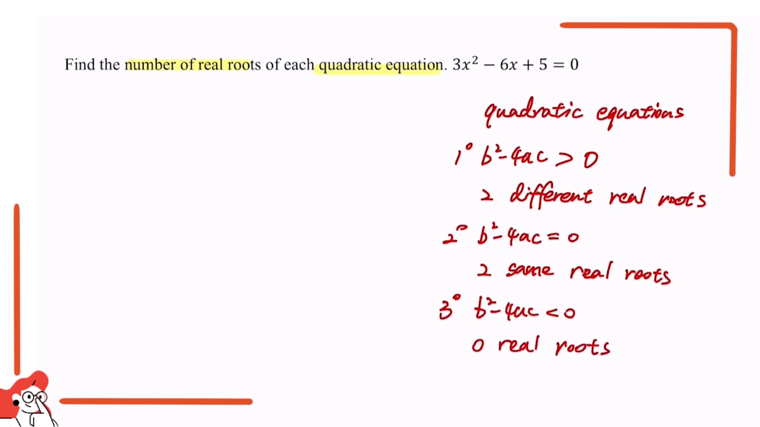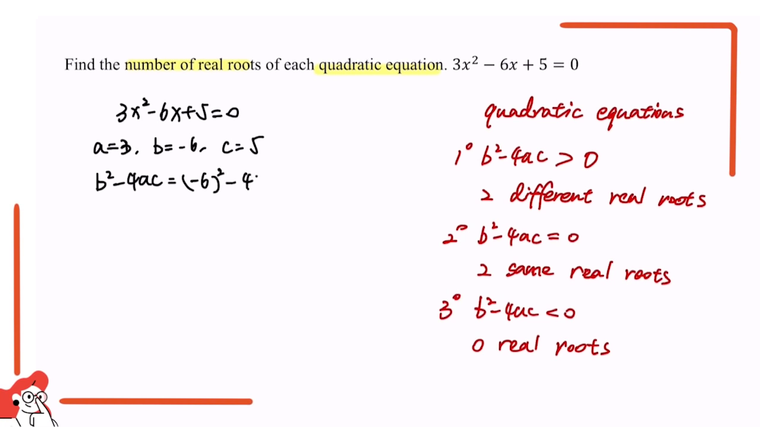It can be represented in imaginary numbers or complex numbers if you want, but there are no real roots for it. Now let's get back to our problem. The problem says 3x squared minus 6x plus 5 equals 0. In this situation, a becomes 3, b becomes negative 6, and c becomes 5. So let's derive the value of our determinant, b squared minus 4ac. It equals negative 6 squared minus 4 times 3 times 5.